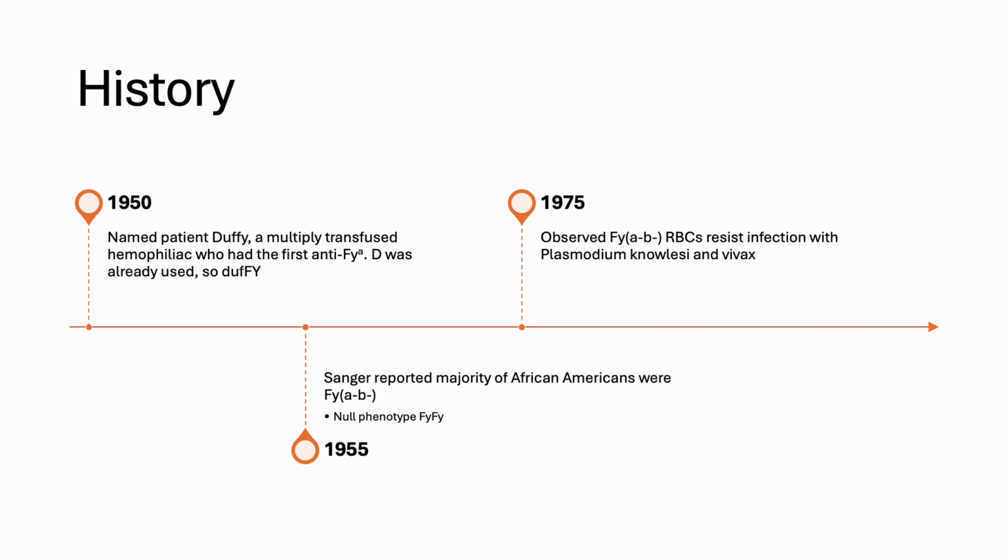FY. 5 years later, Sanger reported that the majority of African Americans tested were FY A negative, B negative, meaning they lacked both the Duffy A and Duffy B genes. This null phenotype is referred to as FY and has clinical and evolutionary implications. Then later on in 1975, it was discovered that red blood cells lacking Duffy A and Duffy B were resistant to infection by Plasmodium vivax and Plasmodium knowlesi, which are two parasites that are responsible for malaria.